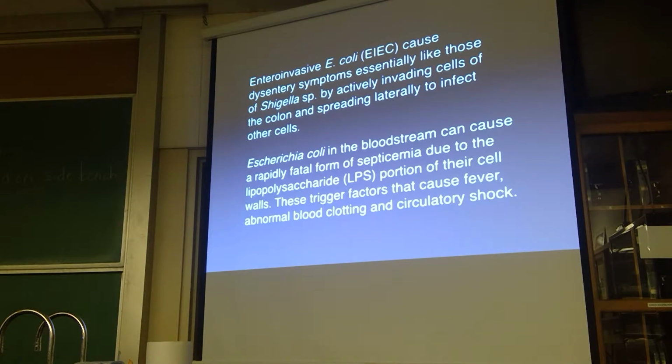Because the lipopolysaccharide is an endotoxin, it's released when the cells are killed, and then the endotoxin causes all kinds of problems. It causes fever, but it also causes abnormal clotting mechanisms that can result in circulatory shock, and it kills people. So, again abbreviated LPS, lipopolysaccharide is nasty stuff.